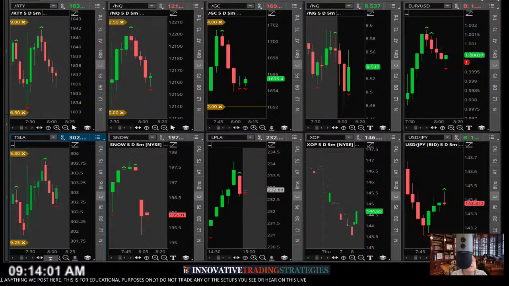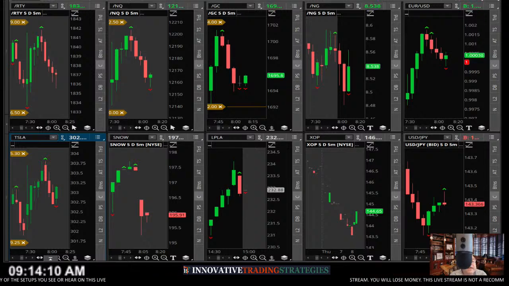All right, so far it does look like we're going to get a lower opening on the Dow, but we got a really strong bias to the upside today. We'll see how well that holds up. Doesn't necessarily mean that we are. I mean, the probabilities are not real high. They're probably only around 60%.